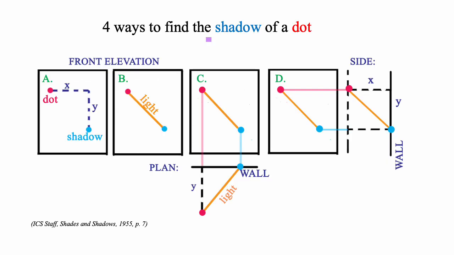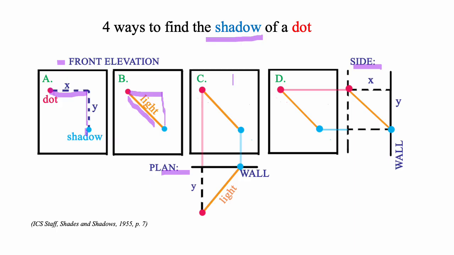Here are 4 ways to find the shadow of a dot on a vertical wall. So this is the front elevation, this is the plan, and this is the side view. So this is the dot, and we're trying to find its shadow down here. So if you happen to know distance x and y, then you can find the shadow that way. If you know the light direction, that's great, but you also need to know distance x or y.